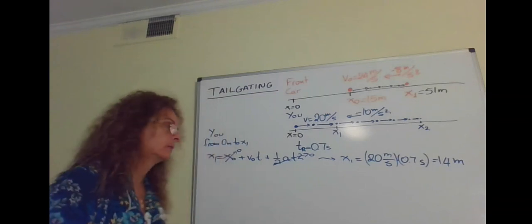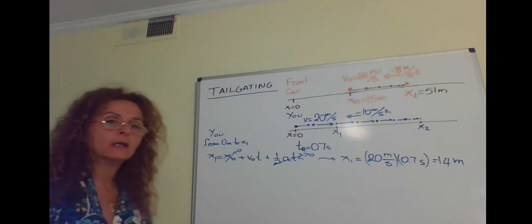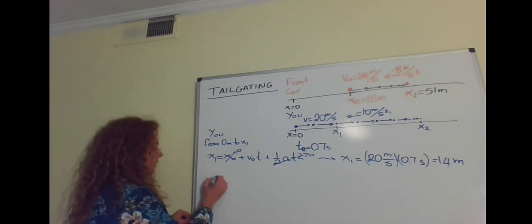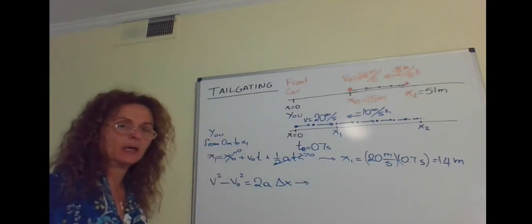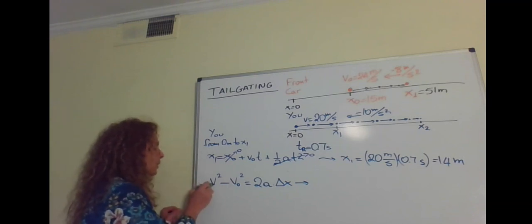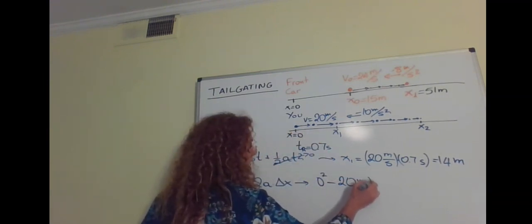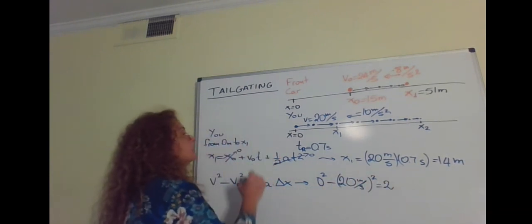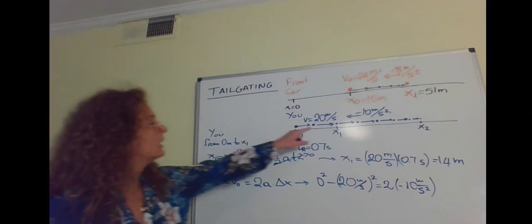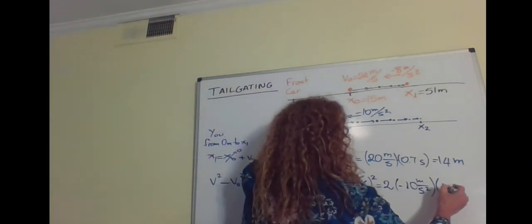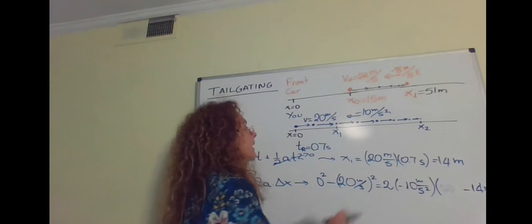Now you start slowing down, right? Okay, so now I can use actually the no-time formula. Why? Because I don't have time, I don't care for time. What do I know? I know that I want my final velocity to be 0. My initial velocity was 20 meters per second, my acceleration was negative 10 meters per second squared. This starts when my initial position is 14 meters, sorry. And I'm looking for the final position.